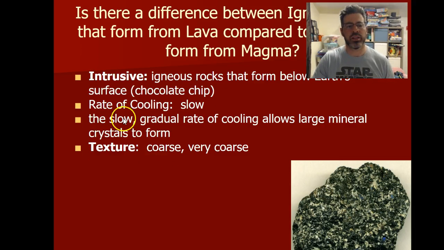So intrusive igneous rocks are igneous rocks that form below Earth's surface. We call them chocolate chip cookies. Why? Because they have these massive grains like chocolate chips. Rate of cooling is slow. The slow, gradual rate of cooling allows large mineral crystals to form. The textures that you would see are coarse and very coarse. Here's gabbro down there. That's an intrusive igneous rock that's mafic, and we'll find out what that is in our next video series on igneous rocks.